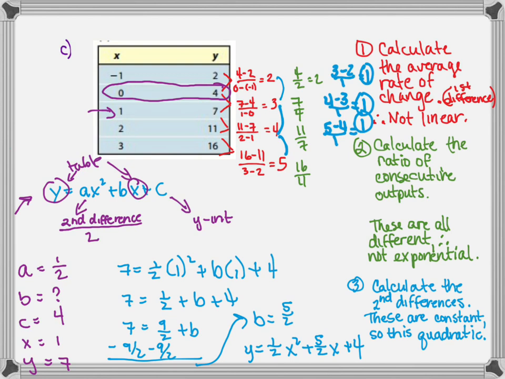Now, the work to calculate this is not always this simple. It might require a system of equations if we did not have the y-intercept. Okay, I also want to point out that we could look at graphing our table of data to get a feel for whether our data could be represented best by a linear, quadratic, or exponential model.